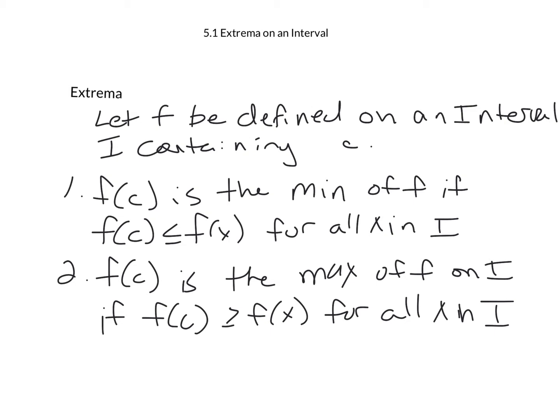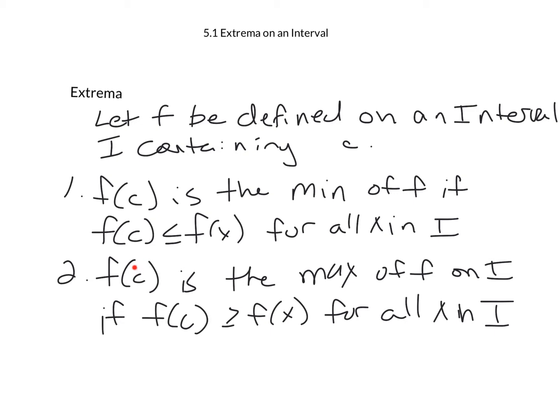So, in order to define extrema, let f be defined on an interval I containing c. Just reading what I wrote right here. Might be a good idea to pause and write this stuff down. And then if this happens here, we can define a minimum value: f of c is the minimum of f if f of c is less than or equal to f of x for all x in I. It's a max if, same definition, f of c is greater than or equal to f of x for all x in I. Pretty much saying that whatever that input value is, if that's going to get you the smallest output out of all of them, it's going to be a min.